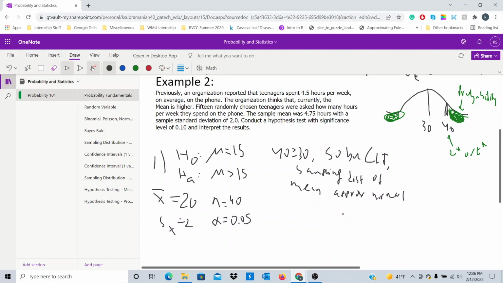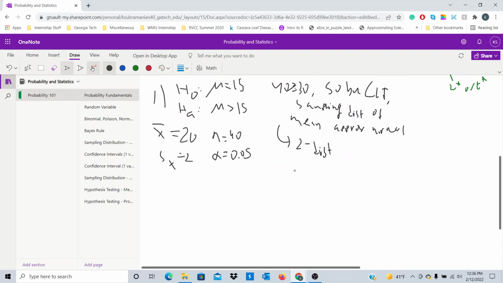Okay, so now that we know that 40 is greater than or equal to 30, we know that we have this approximately normal assumption, so we can use the z distribution. So in the z distribution, what do we have? The z-score is going to be the sample mean minus mu, over s sub x over root n. The sample mean we are having is 20. And this mu right here will represent our null hypothesis value, because we're assuming initially that the mean pizza delivery time is 15.